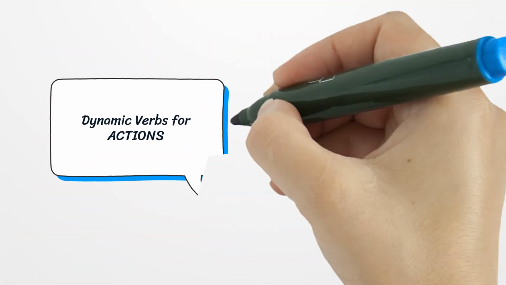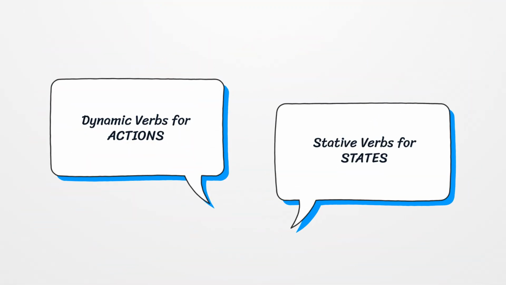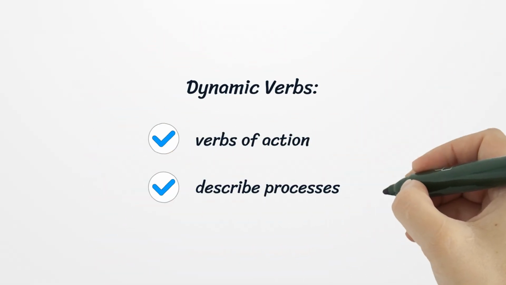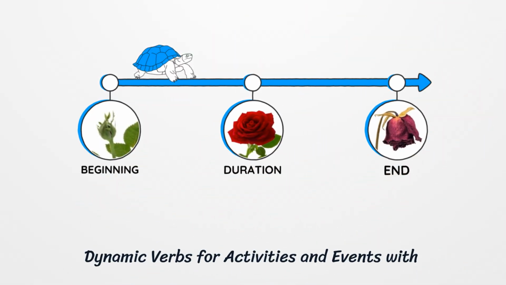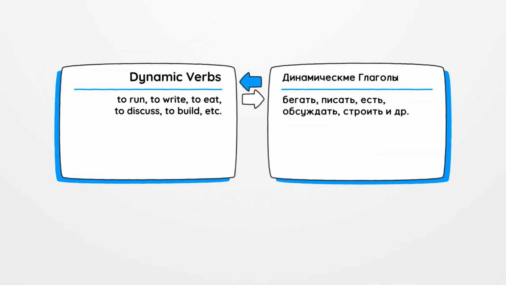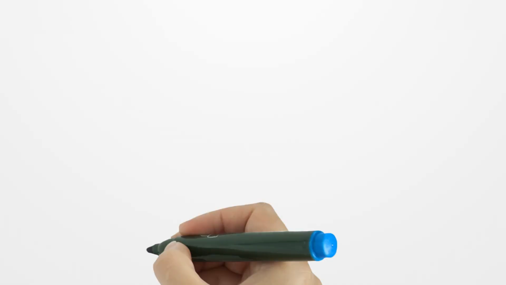Let's begin with the core principle. We can categorize verbs based on what they express, actions or states. Dynamic verbs are the verbs of action. They describe processes, activities, and events that have a duration, a beginning, and an end. Think of verbs like to run, to write, to eat, to discuss, or to build.